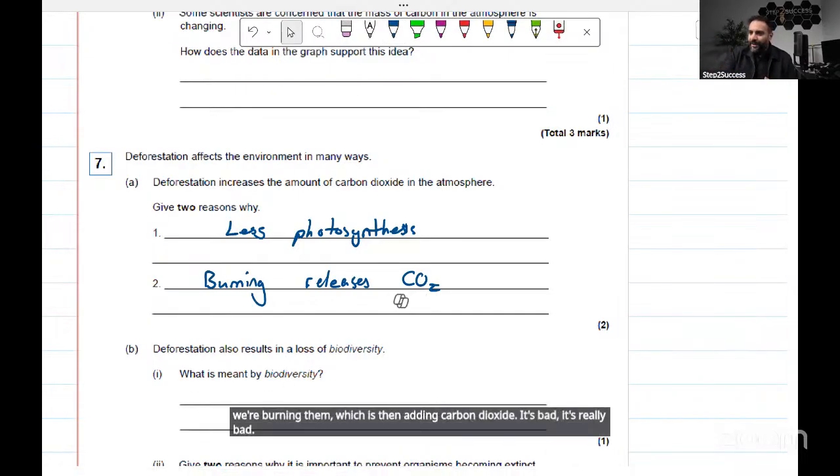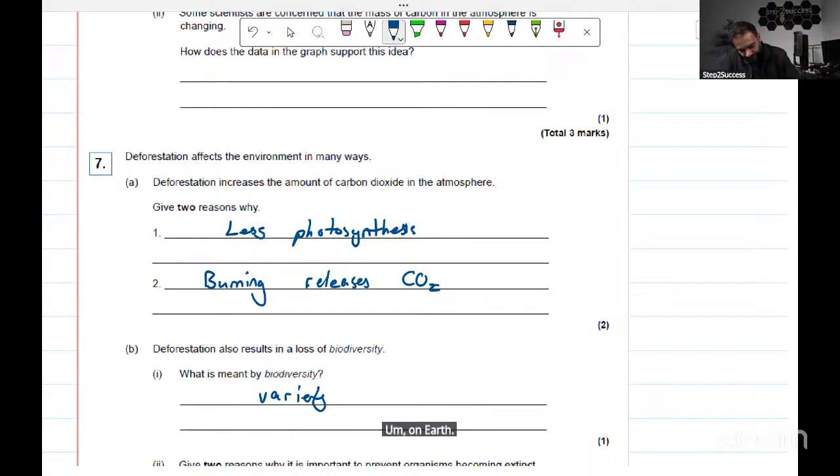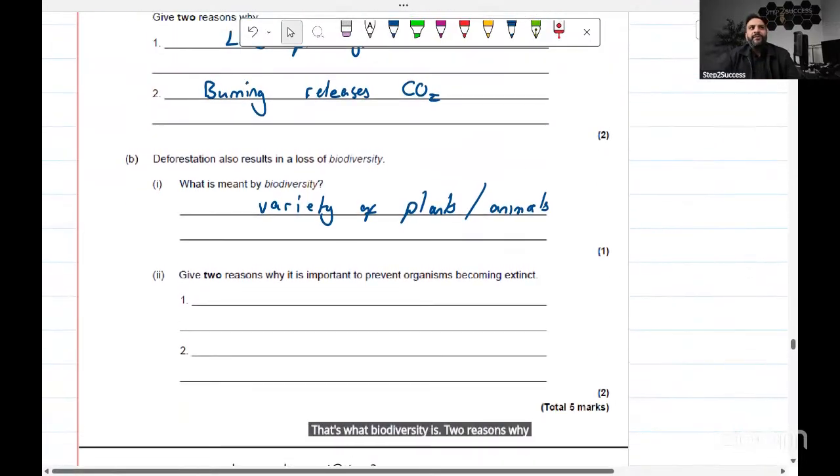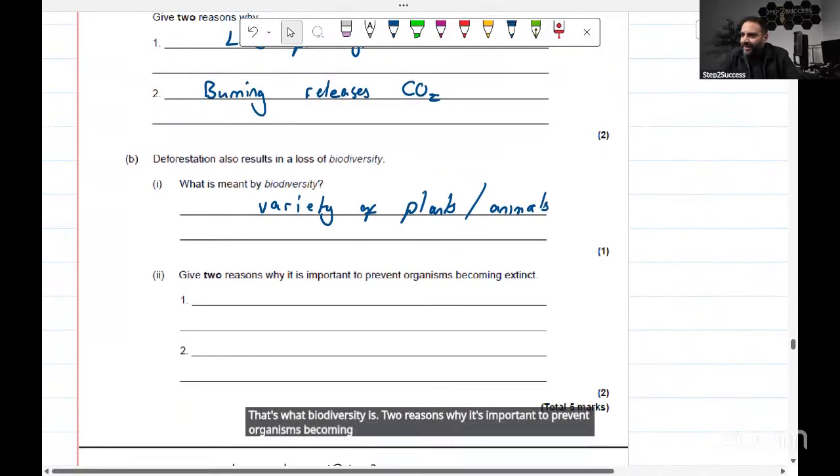What is meant by biodiversity? The exact answer to that question is the range of different species or the variety of different plants and animals on Earth. That's what biodiversity is. Two reasons why it's important to prevent organisms becoming extinct.